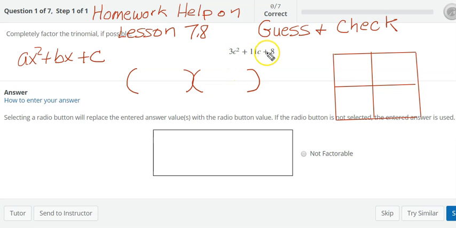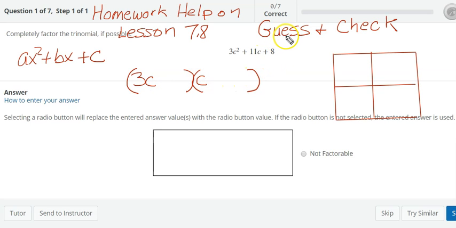So it's in standard form. There are no common factors. So actually our A term is 3, which is prime. So that doesn't give us a lot of choices. So this is going to be a 3C and a C.